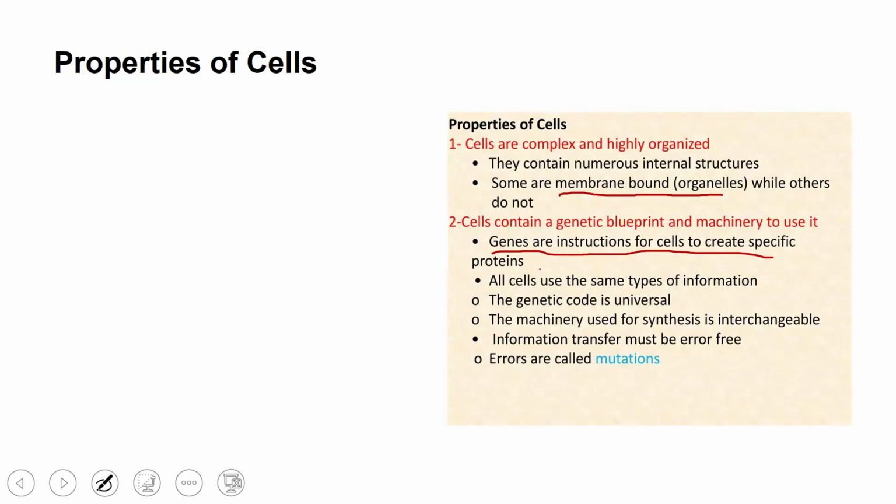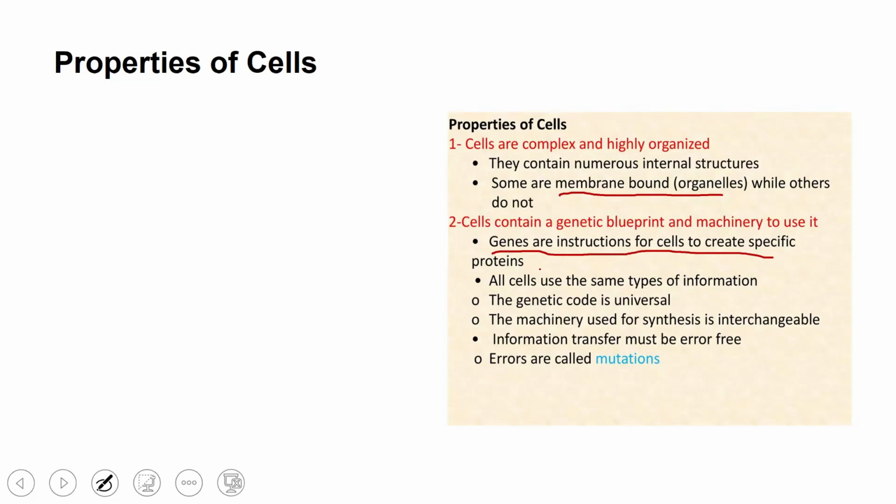And all cells use the same types of information. Bacterial cells, human cells, dog cells, chicken cells, they all contain the same types of information. And this information is the DNA. Of course, the information we are talking about is the genetic code. So the genetic code is universal. It is the same across all species of living organisms.